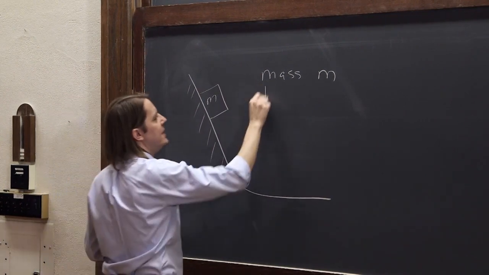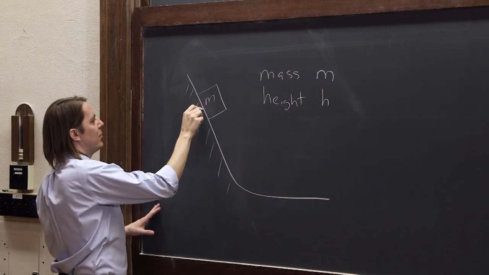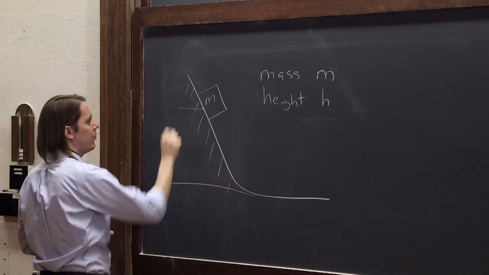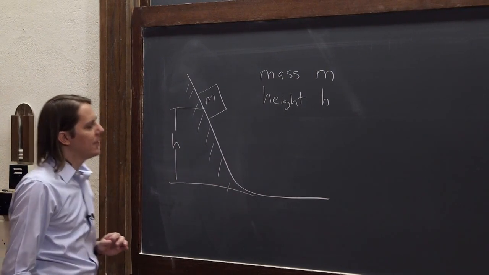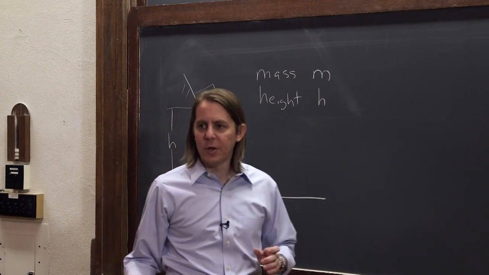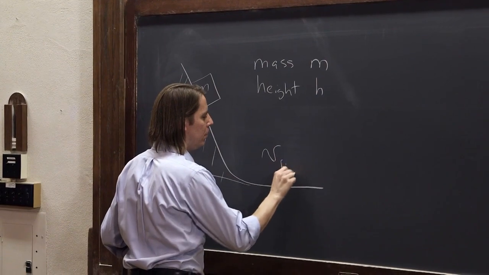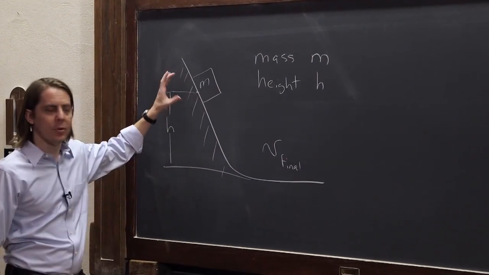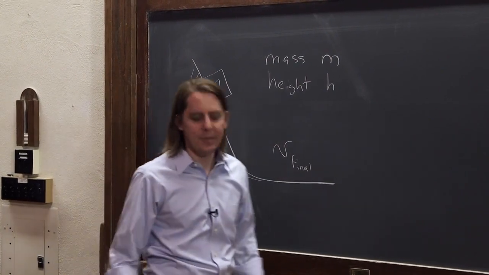It sits at height h. So if we say it's sitting about right here, and if we compare that to the ground, that's about h, like that. And the question is, how fast is it going when it gets to the bottom? What is v final? So we know if we let it go, it's frictionless. We know it's going to be pulled down, and it's going to end with some speed.